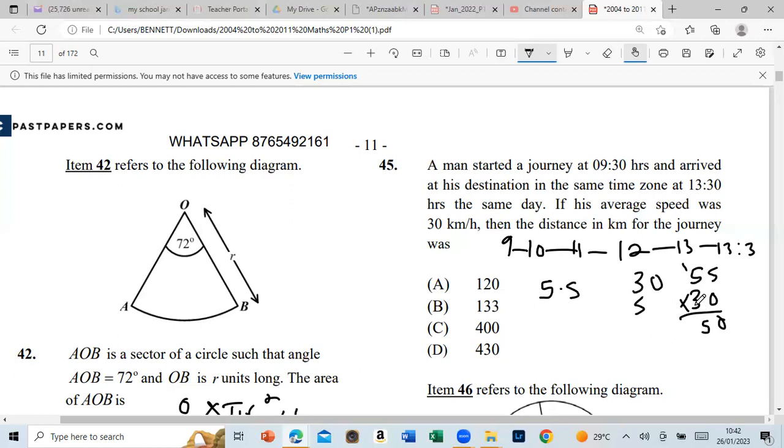3, 5. No, 1, 6. Let me check. Alright, a man started his journey at 19:00 and arrived at his destination in the same time zone at 1:30. If his average speed was 30 kilometers per hour, then the distance in kilometers of the journey is.